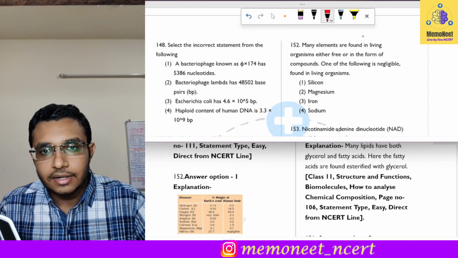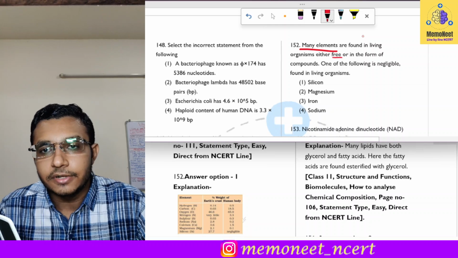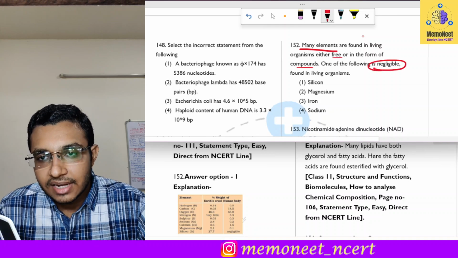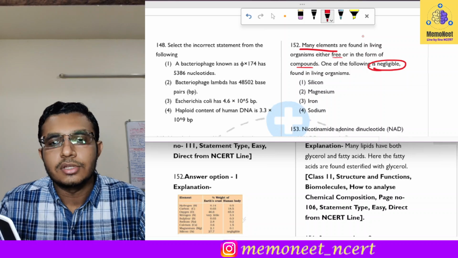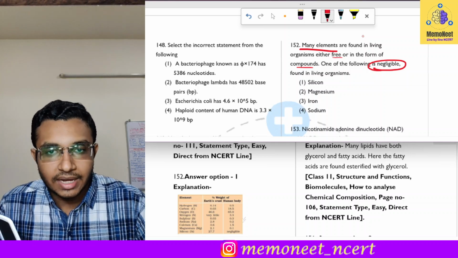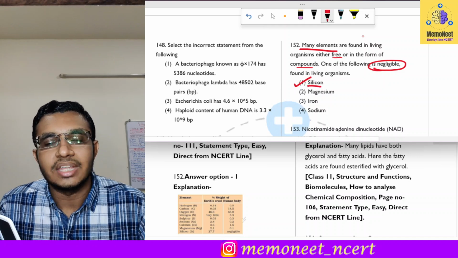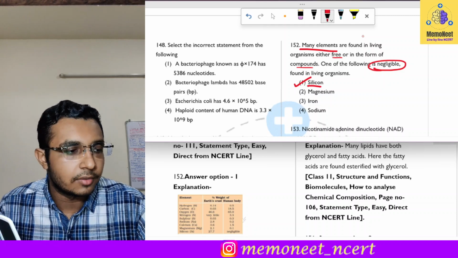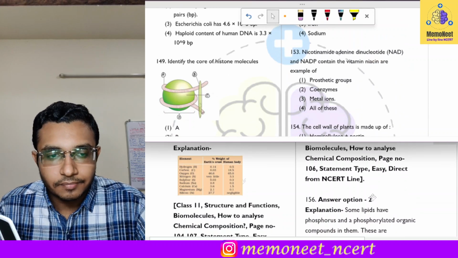It states that many elements are found in living organisms either in free form or in the form of compounds. One of the following is negligible in living organisms. So which is that element which is negligible in living organisms? That element is silicon. Silicon is found negligible in living organisms. So the correct answer of this question is option 1. Moving on to the next question, that is question number 153.